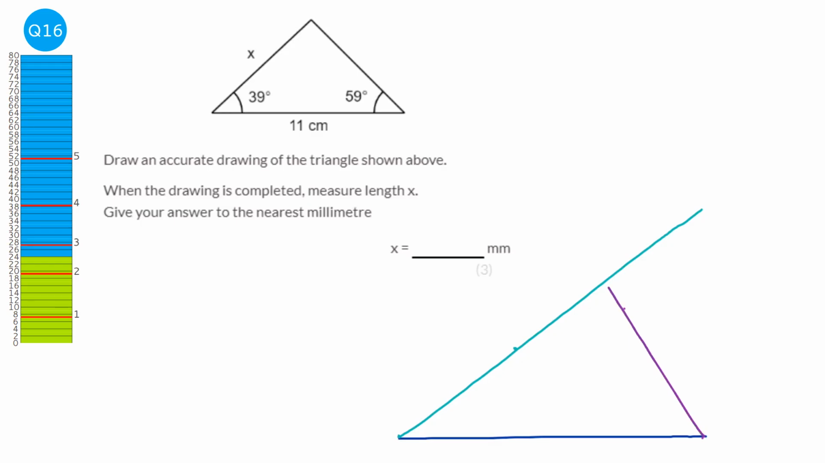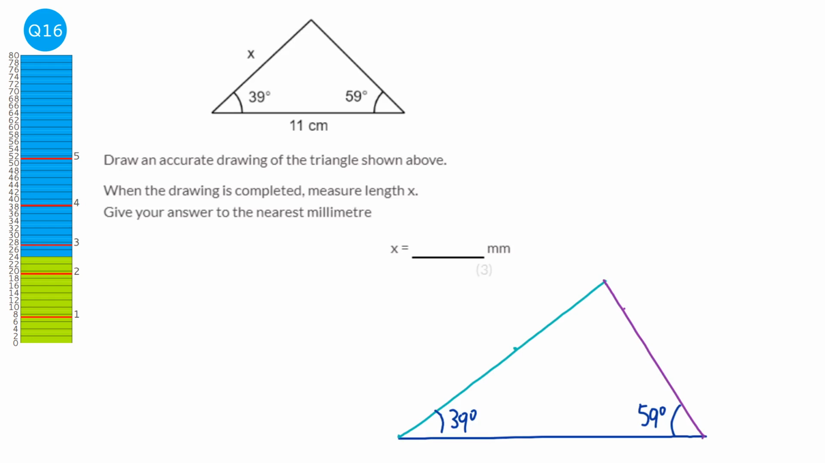This screen's not perfectly calibrated, so it's difficult to do precise work, something like that. And then what you can do is get your rubber and just rub out the extra bit of line that we had to do. And so this is our 39 degrees here, and you don't need to label this on the diagram, but just so we know what we're doing. And it says when it's completed, measure length x. So I'm going to get my ruler out, and I'm going to measure this length here, and it is about 95 millimeters.